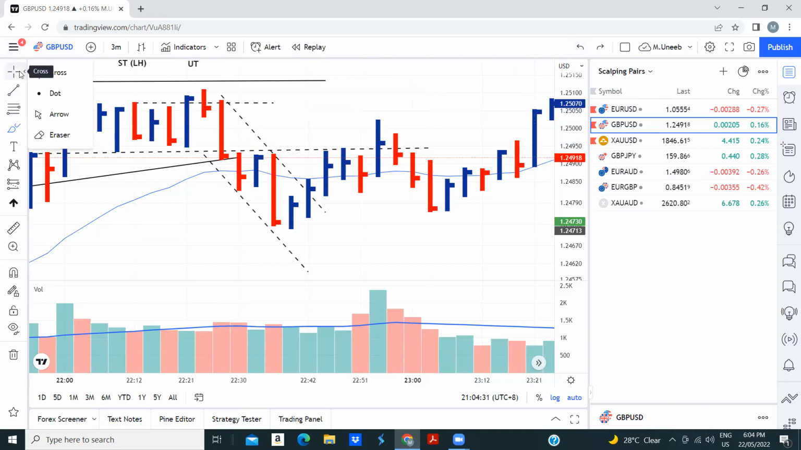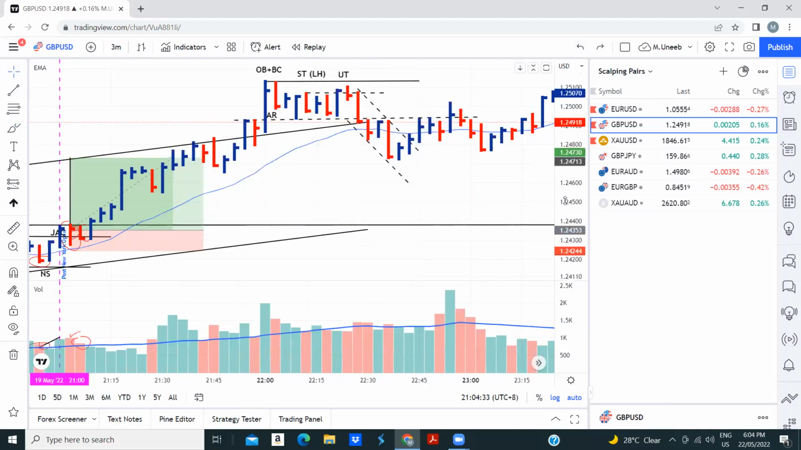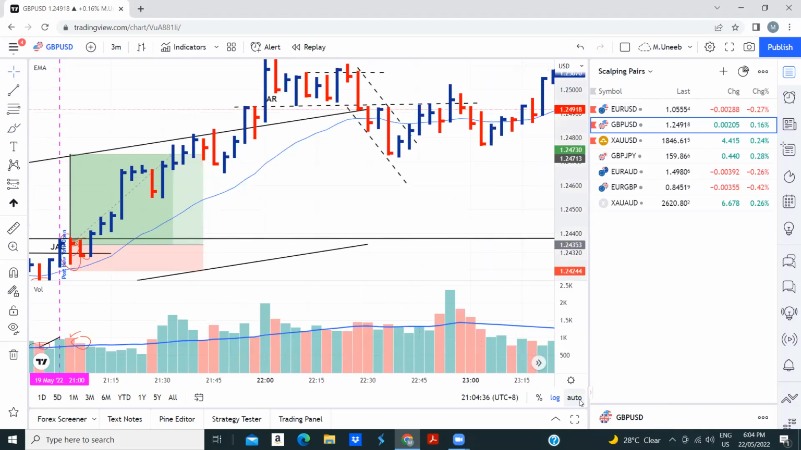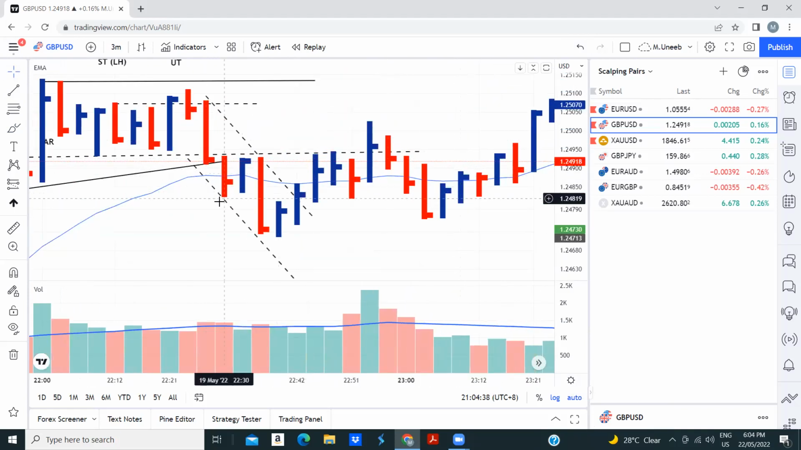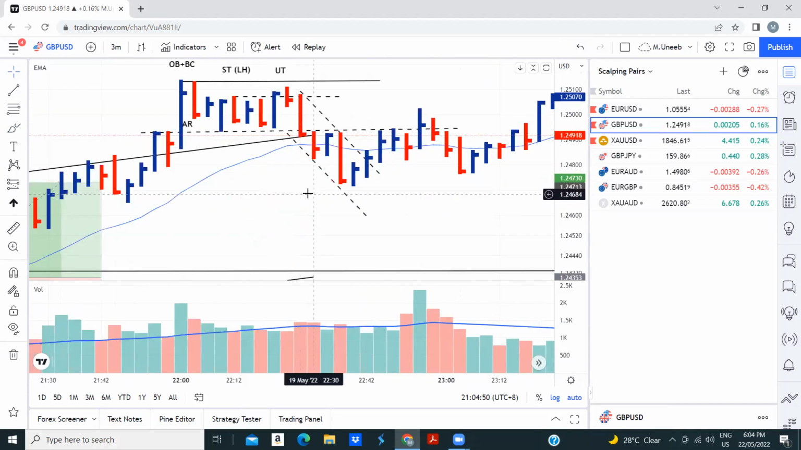So if you have a structure, you would know where to enter and where to exit, right? And you see, this comes right at this channel. If you join these two points, this comes right at this channel. And once we broke through it, we know that we have to exit our trade practically.